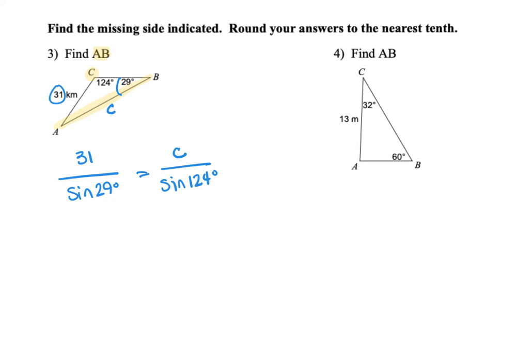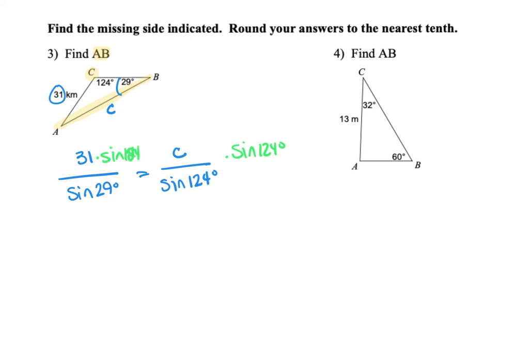So when I was solving for angle, I put my angles on top and my sides on bottom. When I am solving for sides, I put my sides on top and the sine of my angle on bottom. All right? It just makes it easier when you're solving that you don't have to flip at the end. Then I multiply both sides by that sine of 124.